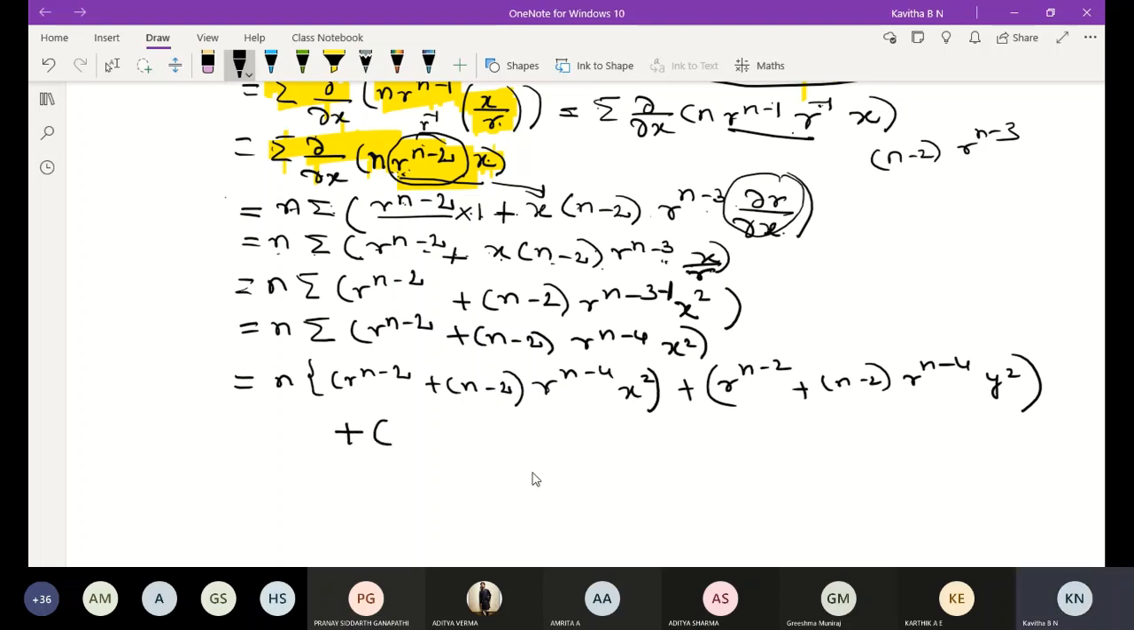Then plus r to the power of n minus 2 plus n minus 2 r to the power of n minus 4 into z square. Okay. Observe here the summation of r to the power of n minus 2 plus n minus 2 r to the power of n minus 4 x square. Expand it. r to the power of n minus 2 plus n minus 2 r to the power of n minus 4 x square. Similarly write down y square and similarly write down z square.